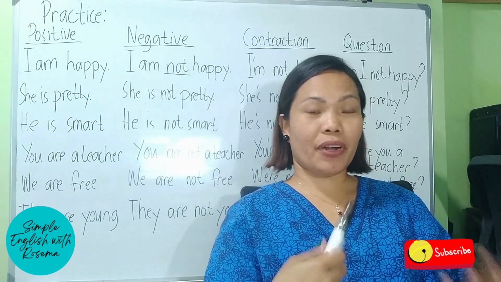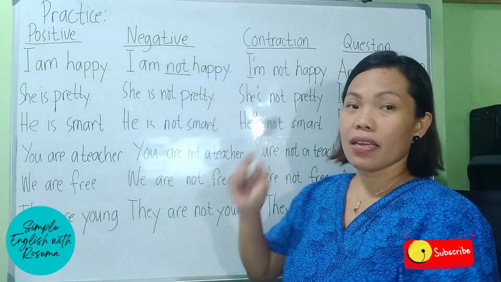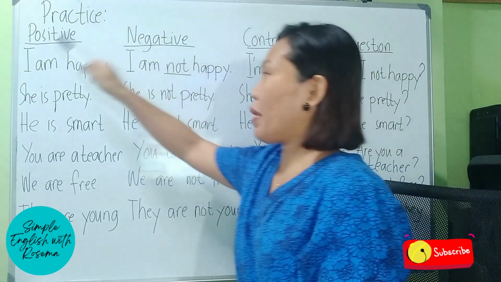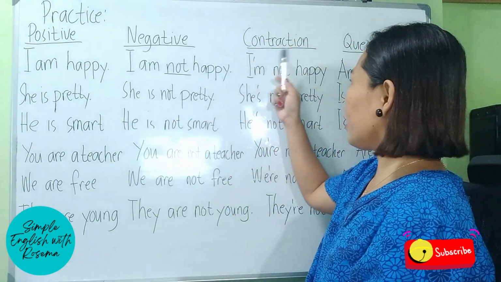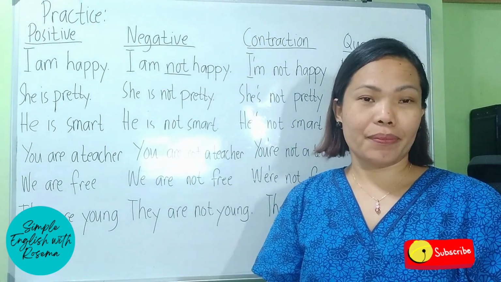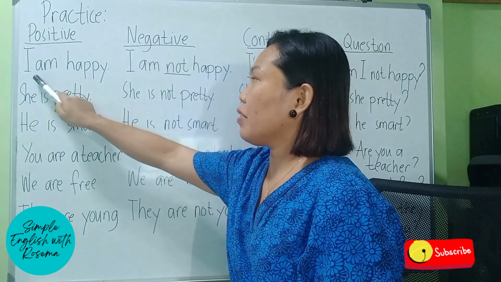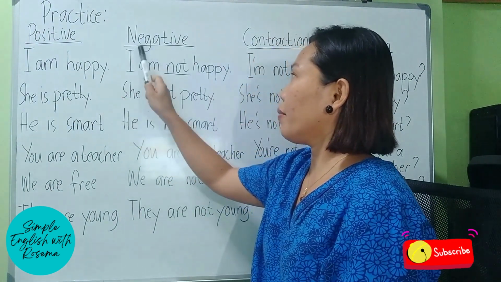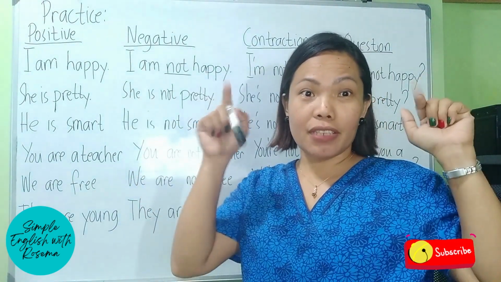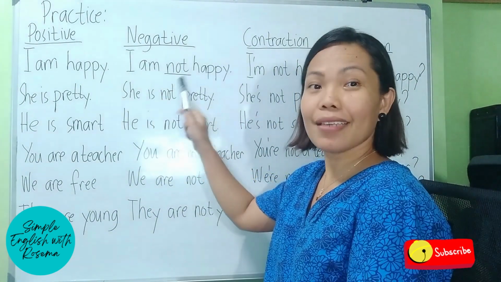Okay? So, that's it. Now, I have listed here sentences written in positive form, negative form, contracted, and question or interrogative sentence form so you can practice. Let's have this one. For example, here, the positive form is I am happy. Now, for the negative, again, it's the be verb plus the word not. So the example for that is I am not happy.